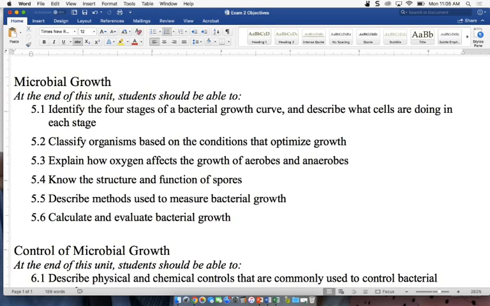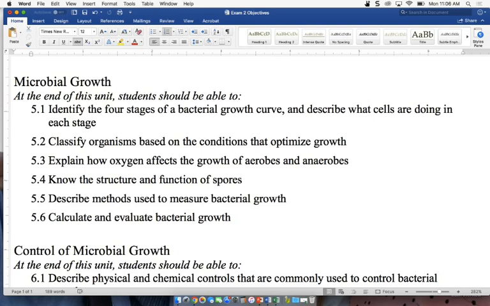Know the structure and function of spores. Largely here we've talked about spores in the context of being quite resistant to environmental stressors, being resistant to chemical and also to physical methods of growth control.